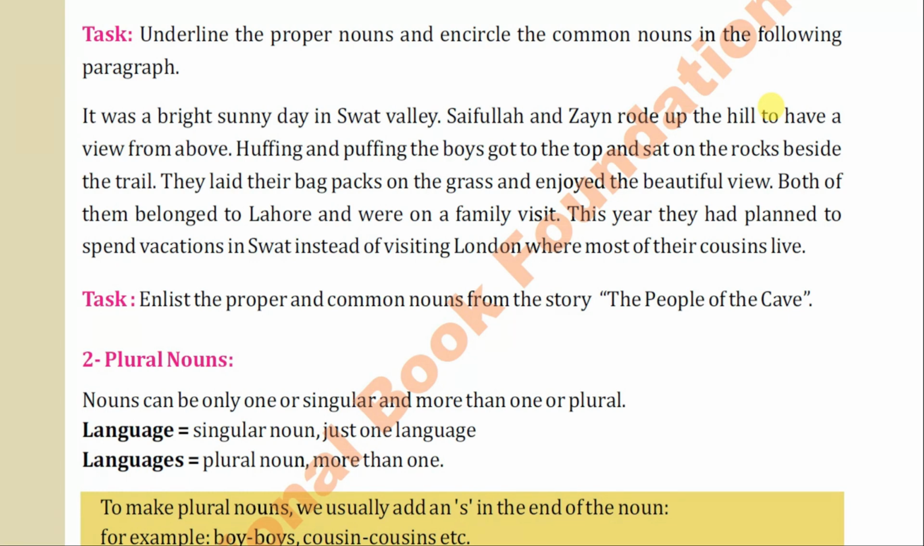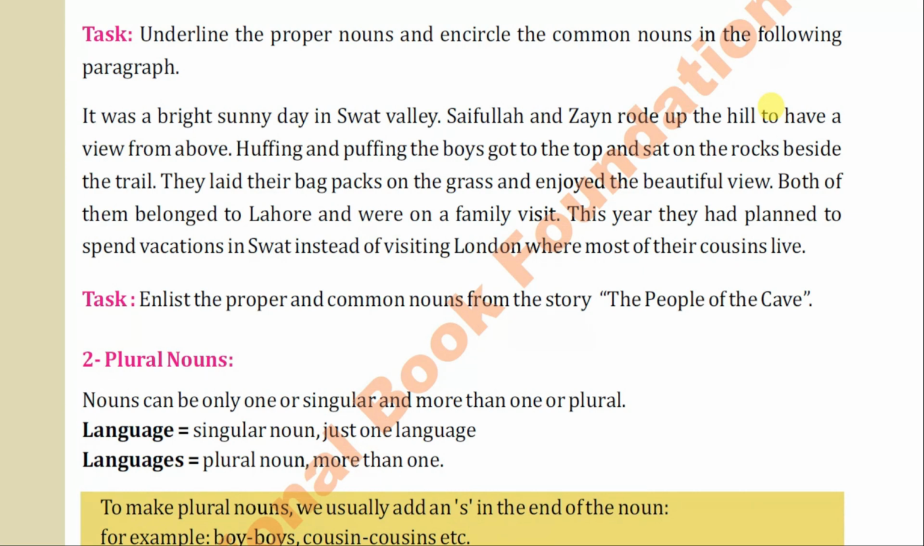Both of them belonged to Lahore and were on a family visit. Lahore, this is also a proper noun, name of a place, name of a city. And were on a family visit. Family, this is a common noun. This year they had planned to spend vacations in Sawat, Sawat again, a proper noun, instead of visiting London. London, a proper noun because that is the name of a city where most of their cousins live. Cousins, this is also a common noun.